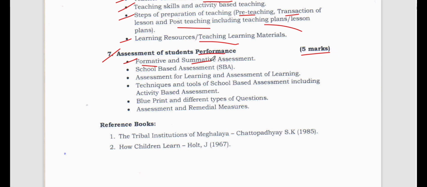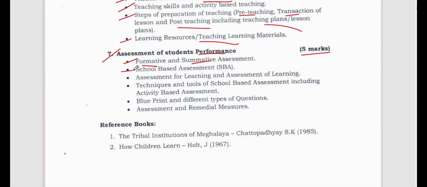Now, what is formative assessment? Formative assessment is a type of assessment where the assessment is done during the course of study. Suppose a class test or asking questions during the class. So this comes under formative assessment. And summative assessment means something which is done at the end of the session. For example, the half-yearly examination and annual examination come under summative assessment.